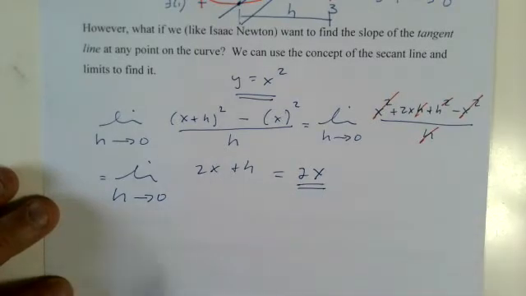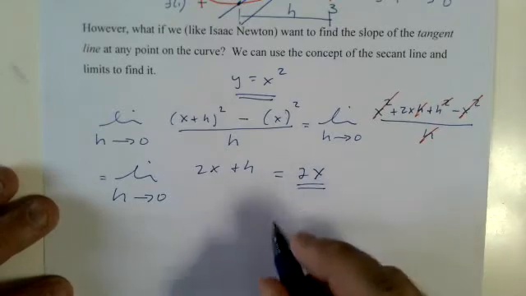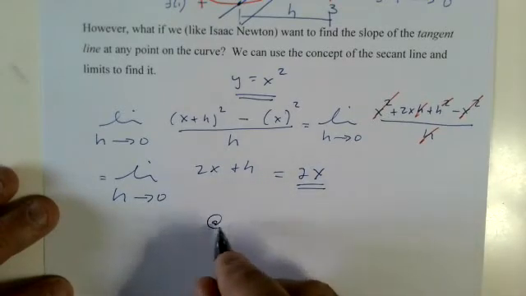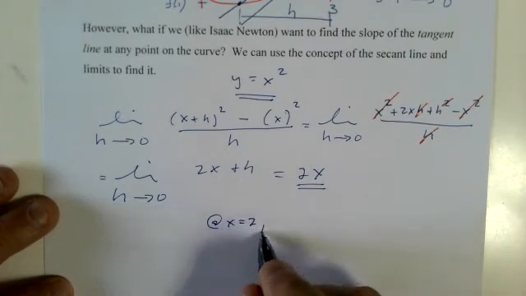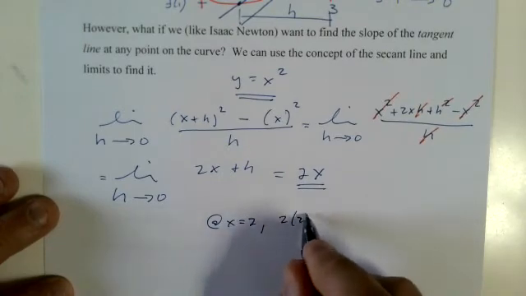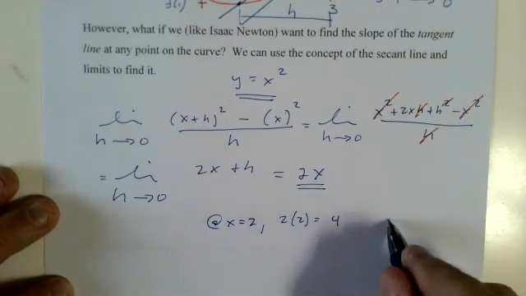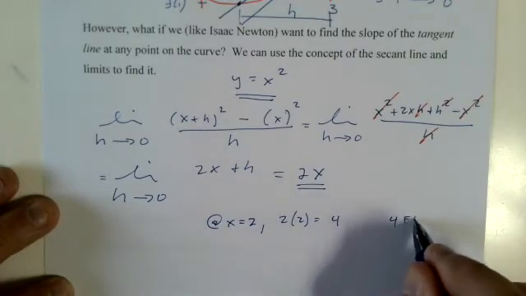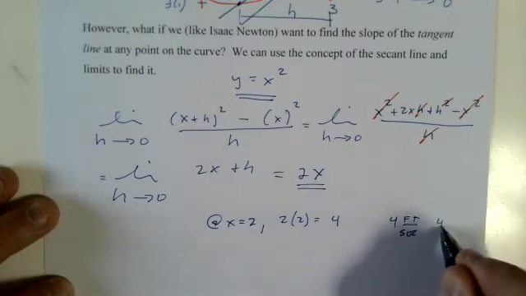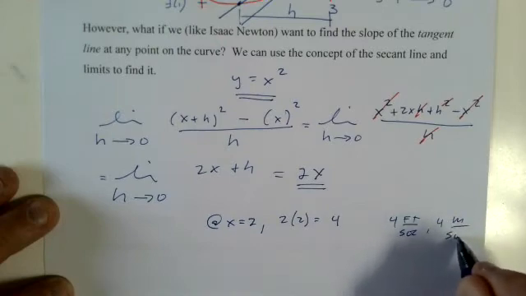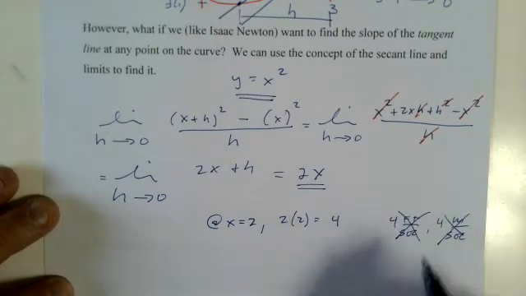No. You didn't tell us what we wanted at. Okay, well, let's just say it's at halfway between 1 and 3. Let's say it's at 2. We would say at x equals 2, 2 times 2 equals 4. 4 feet per second, meters per second, whatever's being asked, but wasn't asked, so we'll just call it 4.